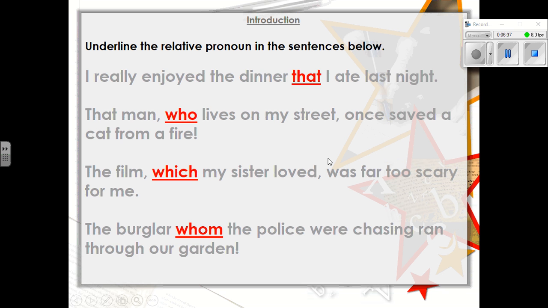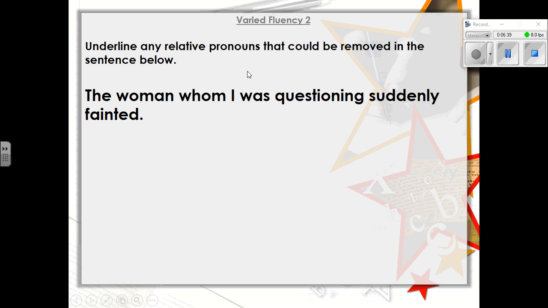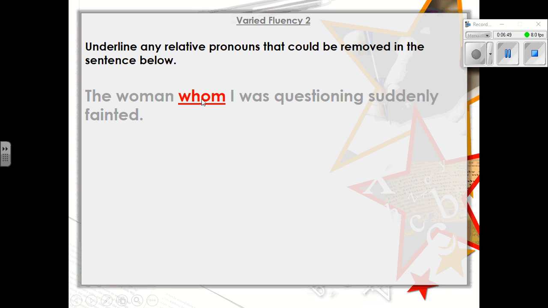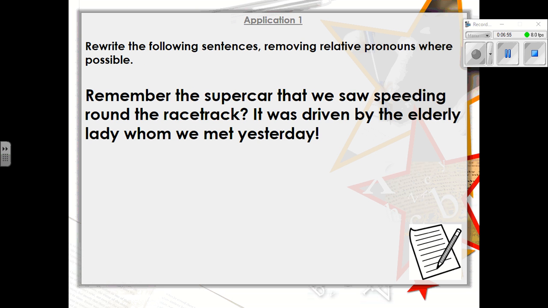Okay? So underline any relative pronouns that could be removed in a sentence. So pause the video, find a relative pronoun, see if you remove it, does it make sense. Okay, so of course that's our relative pronoun. If we removed it, would it still make sense? The woman I was questioning suddenly fainted. It makes perfect sense without the relative pronoun whom.